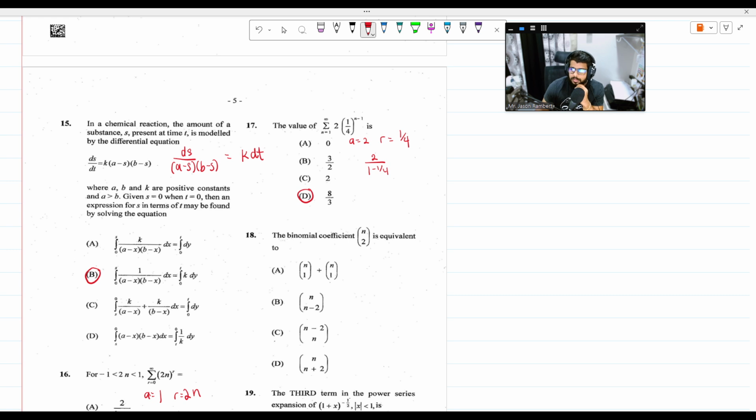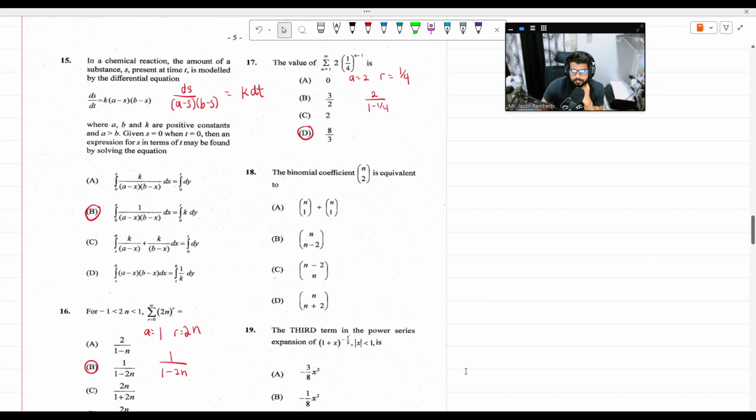Yes, I know it's a repeat. I'm still going over the question. The binomial nC2 is equivalent to... just make sure the numerator n is greater than the number below it, right? So in this case, n is greater than n minus 2, so we eliminate D. Over here, n minus 2 is indeed less than n, and the top is greater than the bottom. So indeed, B is the answer.